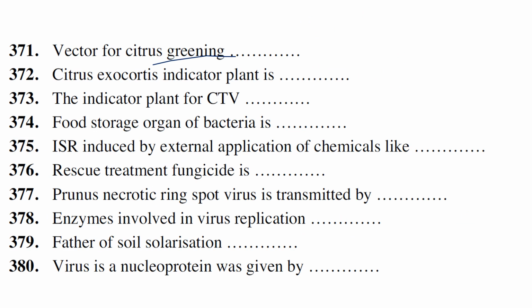Vector for citrus greening. Citrus greening is generally transmitted by a vector called psyllids, Diaphorina citri. Okay, citrus Citrus excortis is an indicator plant. Trifoliate orange, Excortis is trifoliate orange, I think so. Indicator plant for citrus disease virus, citrus disease. Food storage organ for bacteria, or bacterial food storage, a poly beta hydroxybutyrate.